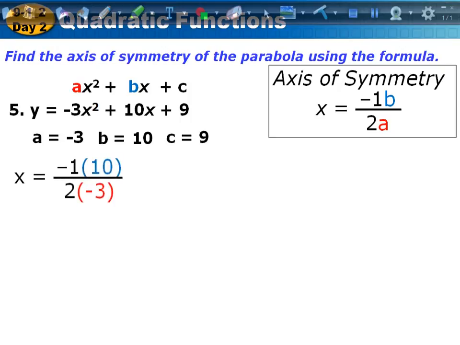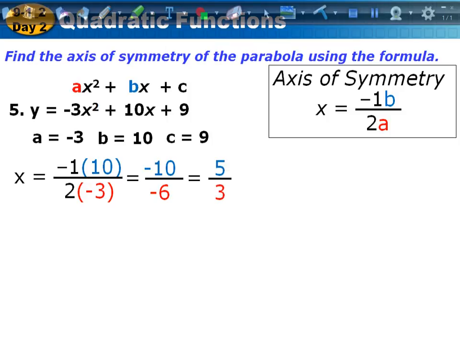Now we're going to use this formula, and everywhere I see a B, I'm going to plug in a 10, and everywhere I see an A, I'm going to plug in a negative 3. So you can see we're saying x equals negative 1 times 10 over 2 times negative 3 from our formula. We just plugged in our B and our A. I'm going to multiply the top and the bottom. Negative 1 times 10 is negative 10, and 2 times negative 3 is negative 6.